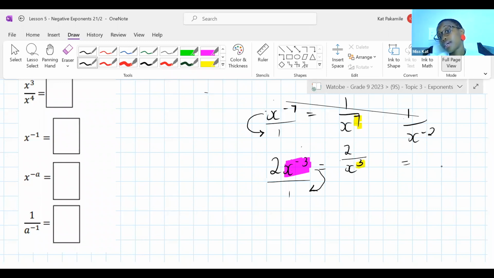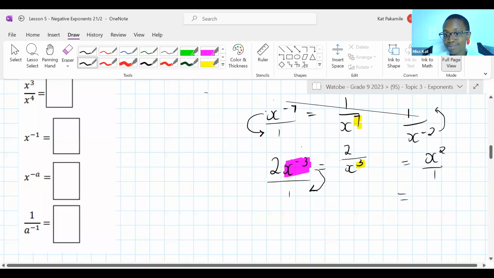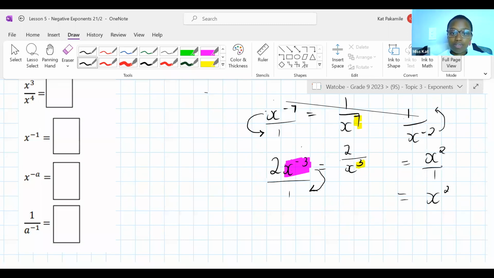Ma'am, is it then x squared over 1? There we go. X squared over 1, but we don't write the 1 usually, right? So that's just the same as x squared. Do you understand now, Bonello? Yeah. So wherever it is now, once you move it, you are making the exponent positive.